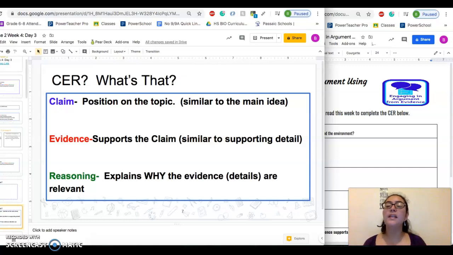And last but not least, the reasoning. The reasoning explains why you chose the evidence. So reasoning is not why you chose the position that you chose. Reasoning is why your evidence supports your claim. So why did you choose those 3 pieces of evidence instead of everything else that was presented in the article? So reasoning, why you chose the evidence. Why are the details relevant?